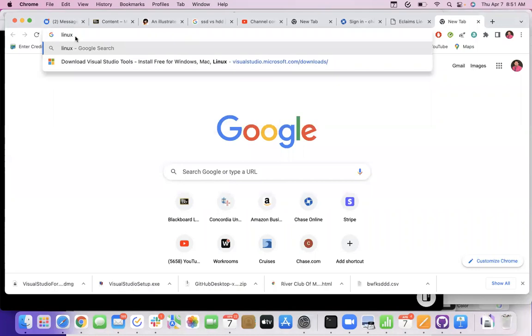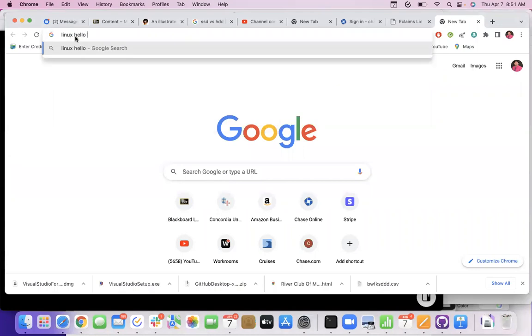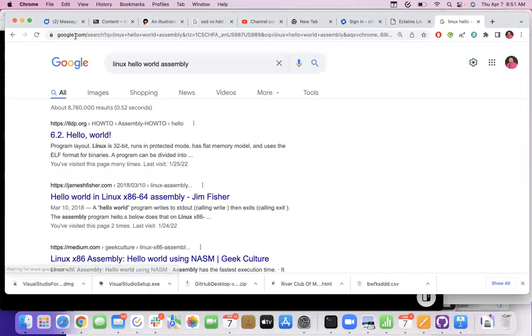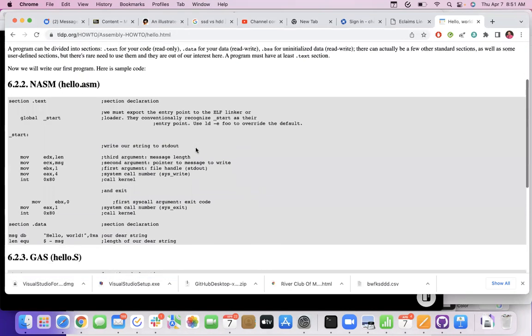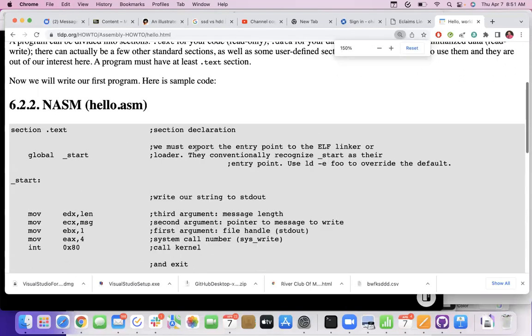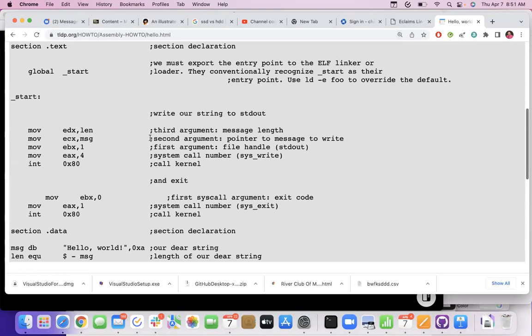Linux hello world assembly, because this would have been related to the conversation about why we need to target both the operating system and the architecture.